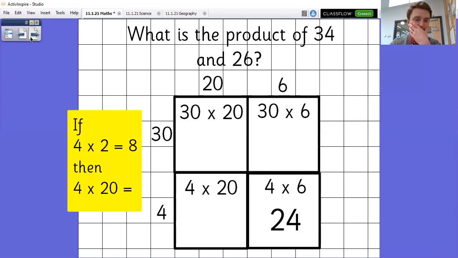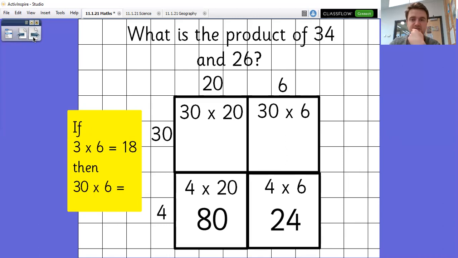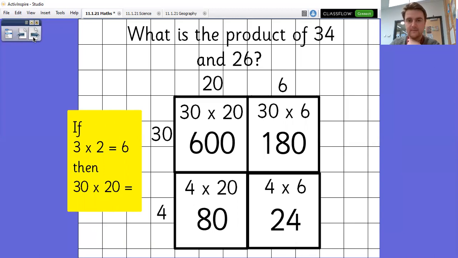And as I look through it, if 4 times 2 is 8, then 4 times 20 must be 80. And then for the next one, if 3 lots of 6 are 18, then 6 lots of 3 10s must be 18 10s, which is 180. And finally, if 3 times 2 is 6, then 3 10s times 2 10s must be 600. So 600 will be my answer there.